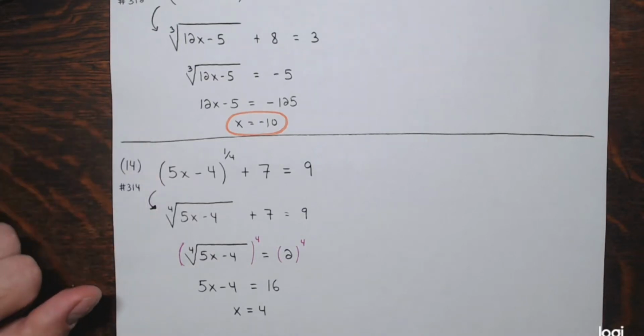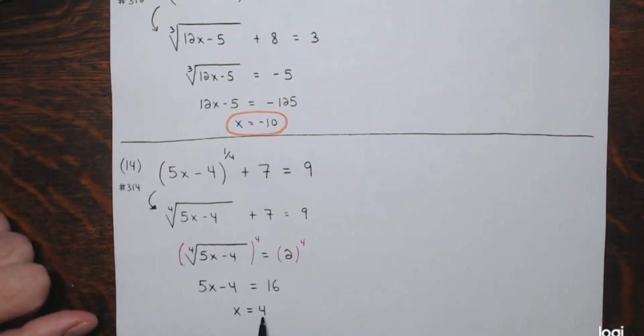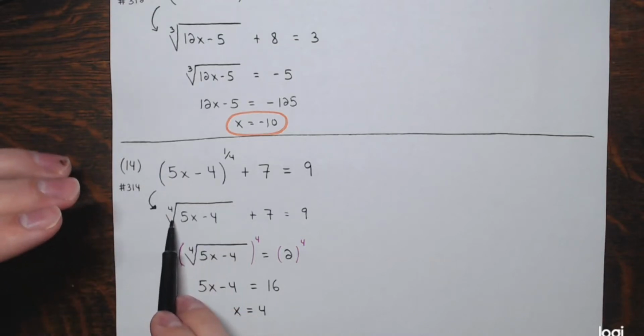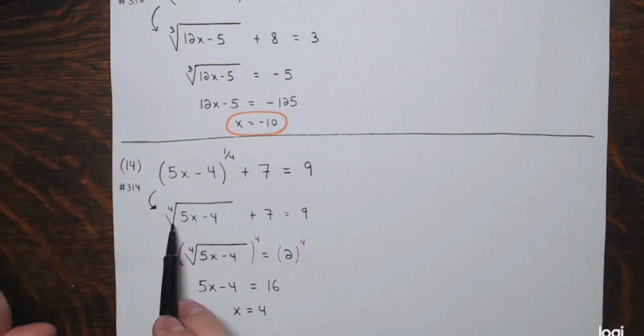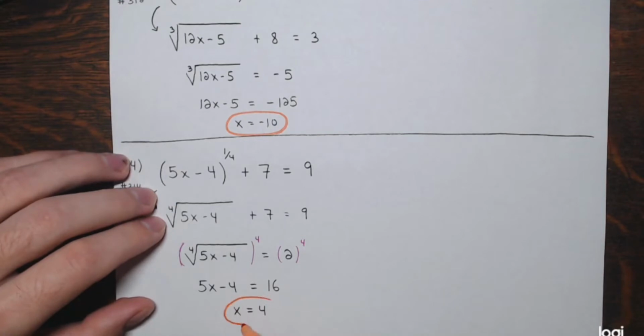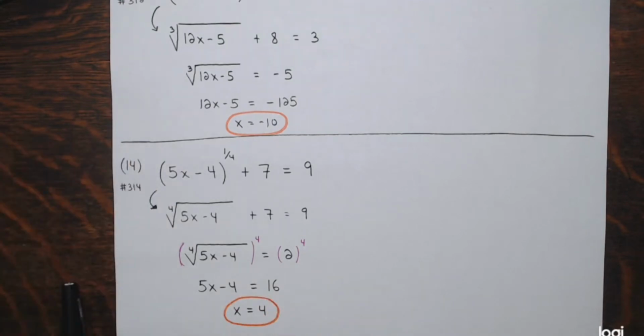Alright, and then check it. When I plug in 4 for x, 5 times 4 is 20, minus 4 is 16. The 4th root of 16 is positive 2. Remember, that's the positive 4th root, not the negative one. And then 2 plus 7 is 9. You'd end up with 9 equals 9. This works. This is the valid solution. X equals 4. Alright, great.